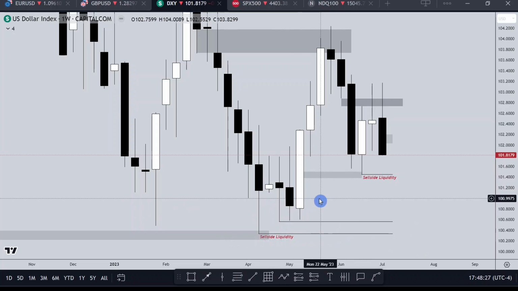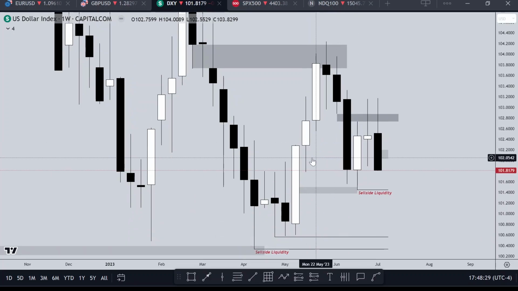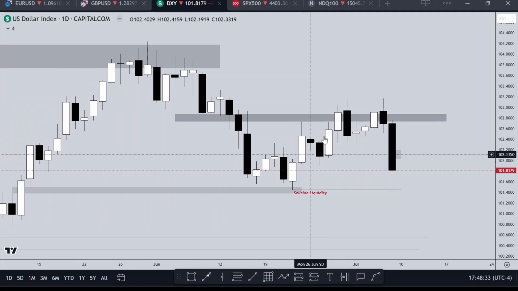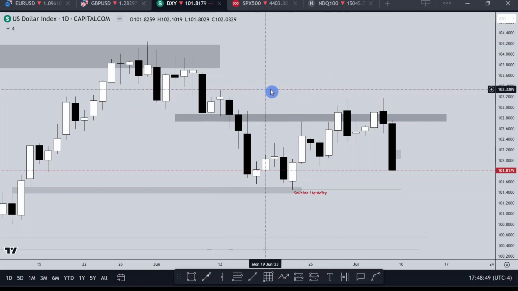Okay, now let's break down the daily chart. Going down to the daily, this is the weekly fair value gap that I showed you. As you can see, price has respected it nicely, failed to go above it. Now we have this order block. These two up close candles are your bearish order block. Price has respected it nicely on the daily chart, and also the weekly fair value gap respected nicely.